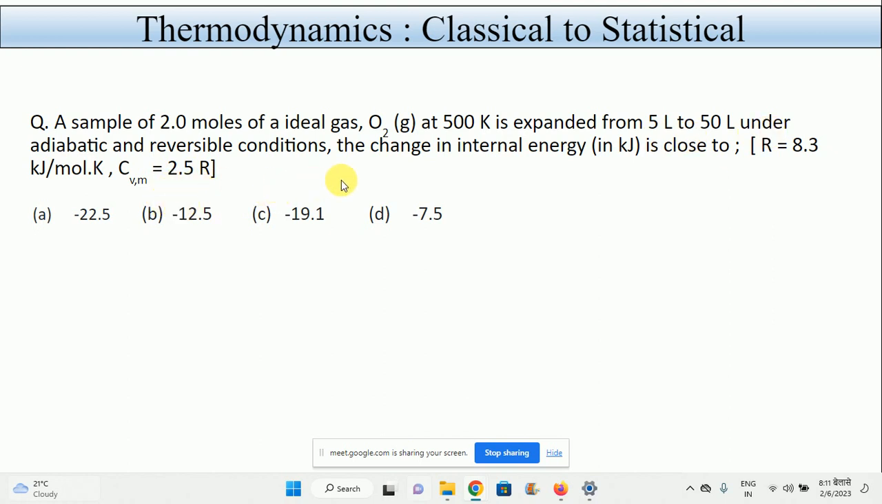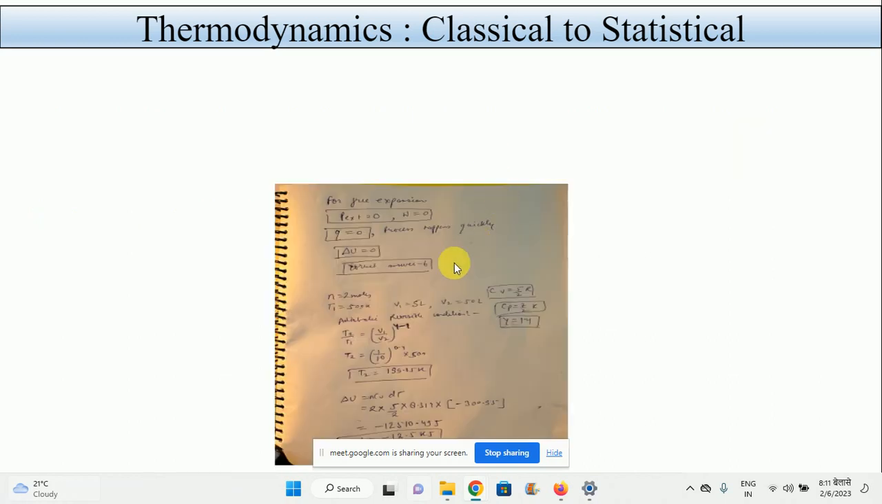CP minus CV is equal to R. By using that formula, we can calculate CP and CV both, and then from CP by CV we can calculate gamma. So that gamma we can put here. For this question, CP is equal to 7 by 2 R, CV is equal to 5 by 2 R. So CP by CV is equal to 1.4, that is 7 by 5.